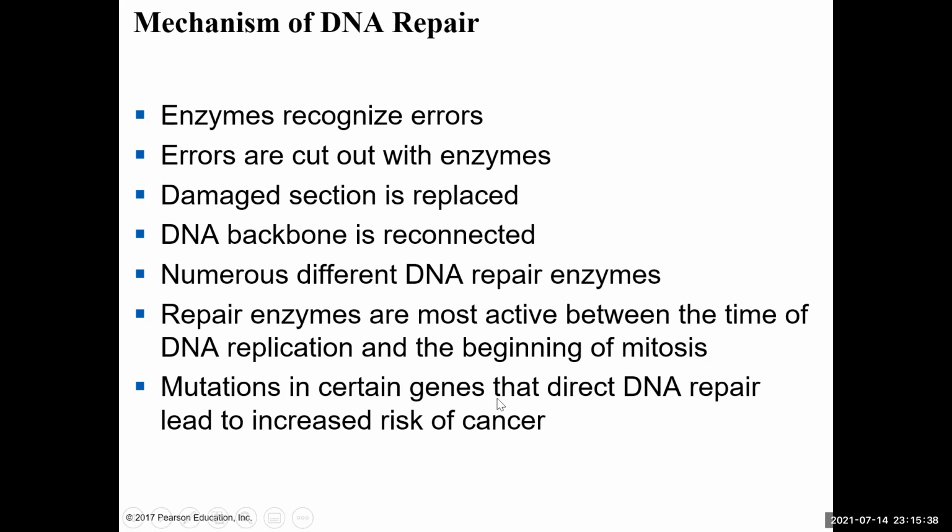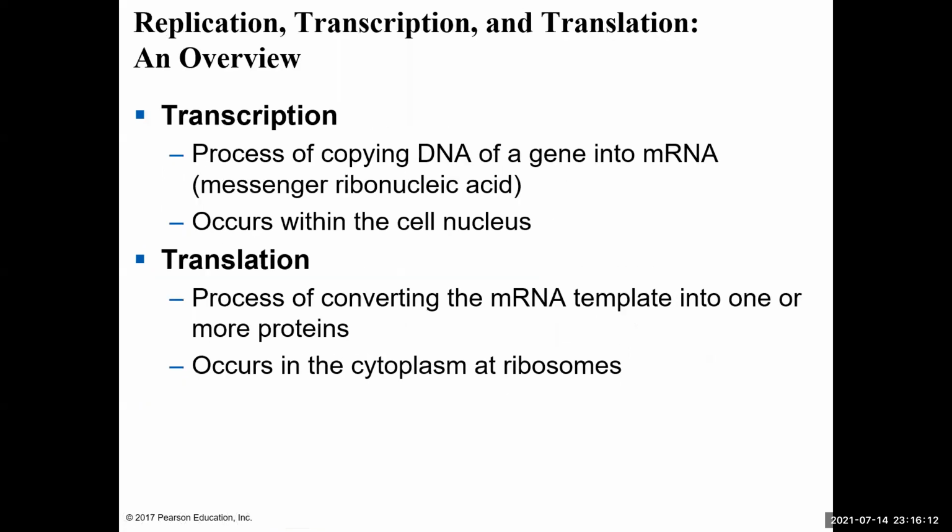Mutations in certain genes, however, can lead to an increased risk of cancer, and these are mutations that would directly affect your DNA repair enzymes. So if you have a mutation in a DNA repair enzyme, then that enzyme is not going to work properly, so it's not going to catch other mutations, and that can lead to cancerous cells developing. We'll talk a lot about how that happens when we talk about chapter 18, which is focused primarily on cancer.